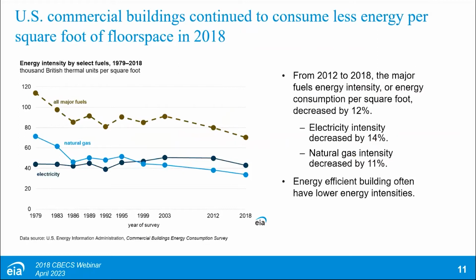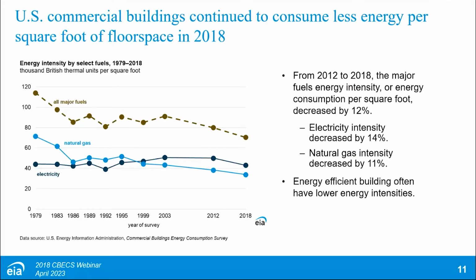So CBECS collects energy consumption information for 4 major fuels. Those are electricity, natural gas, fuel oil, and district heat. One of the key metrics coming out of CBECS is energy intensity. And here we're measuring energy intensity as the BTUs of energy consumed per square foot of building space. A lower energy intensity is often seen as an indicator of a more efficient building.